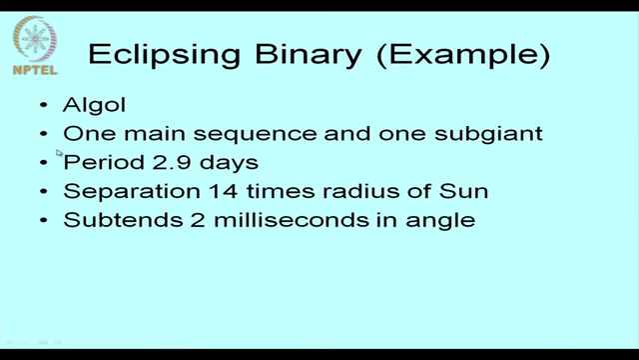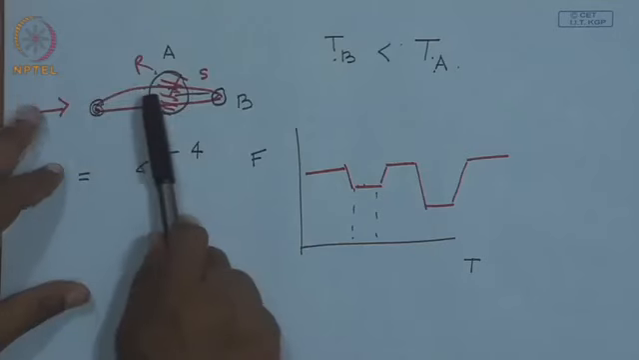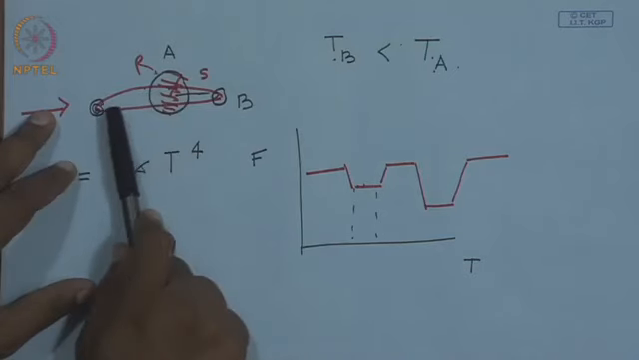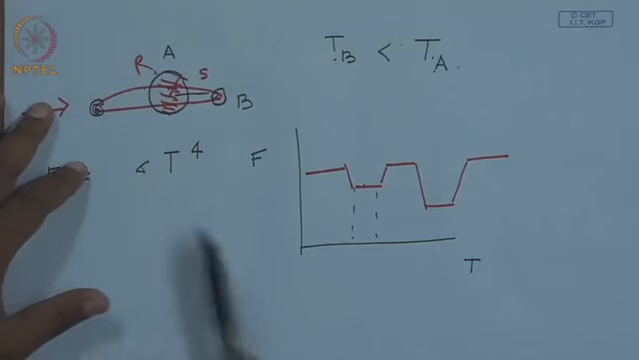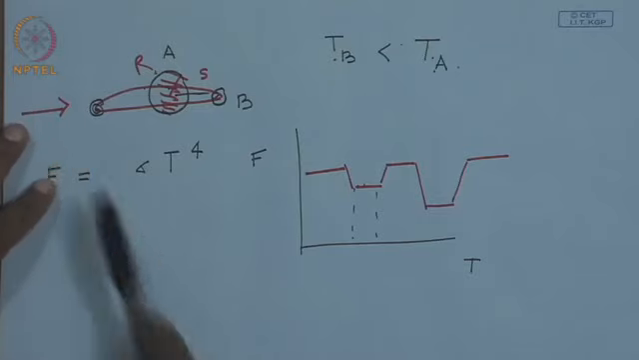and one of the stars in this eclipsing binary is a main sequence star. Main sequence star is a normal star like ours which burns hydrogen, and another star is a subgiant. It has a period of 2.9 days. Well, the period will typically be small in an eclipsing binary, because we have seen that the distance between the two stars should be comparable to the radius of the star. The probability for an eclipsing binary goes up if you have this situation.